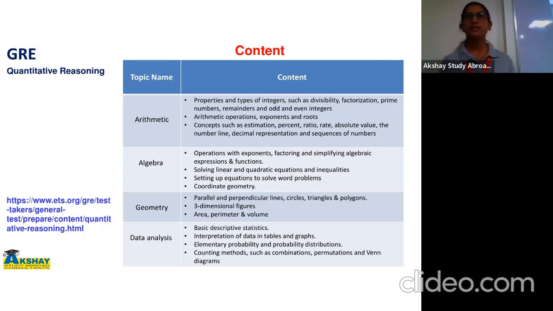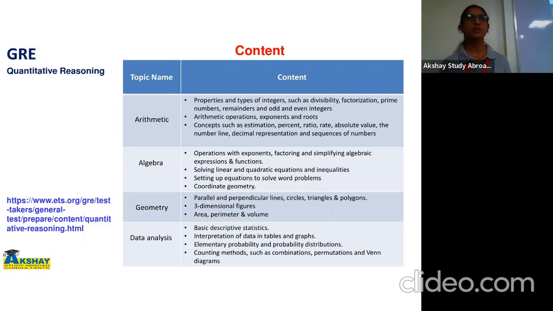And data analysis is the last section of your GRE quantitative reasoning, which measures basic descriptive statistics. Now, what is basic descriptive statistics? Statistics, 8th standard. Yes, mean, median, mode calculation, standard deviation calculation, variance. Interpretation of data in a table and graph.